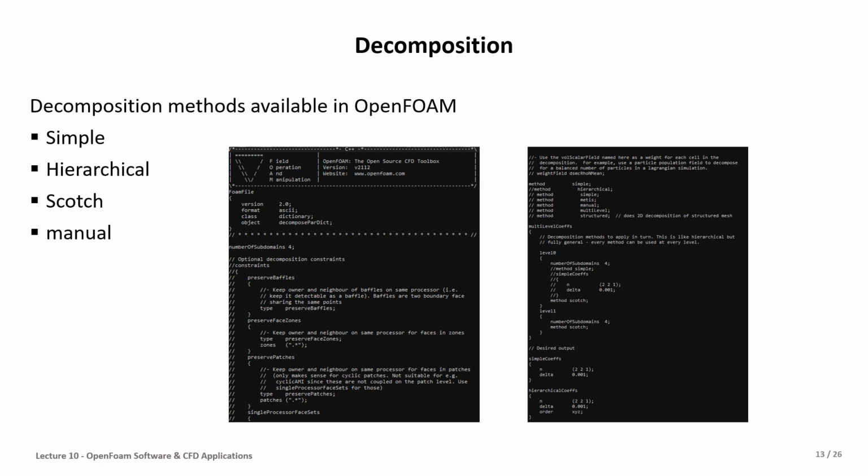The other one is the manual. The manual decomposition is where the user directly specifies the allocation of each cell to a particular processor. These four methods are the most used approaches for decomposing in OpenFOAM, and based on the desired method of the user and the capability of the solution, we can set up the decomposition method and run the simulation.